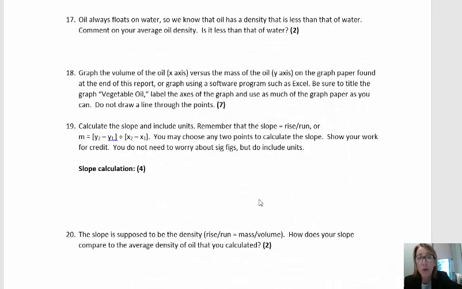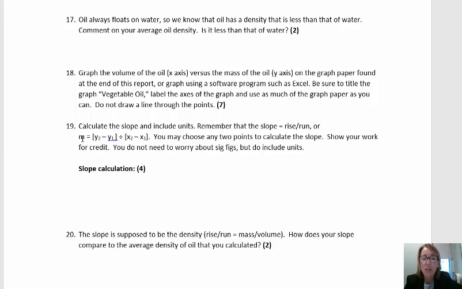And then also, I want to point out that you do need to calculate the slope. Now, you don't have to put a line through your points. If you have Excel, if you're familiar with that, you can do a best fit. But otherwise, don't put a line through the slope. I do want you to notice that it should be a linear relationship. As mass goes up, y should go up proportionately.